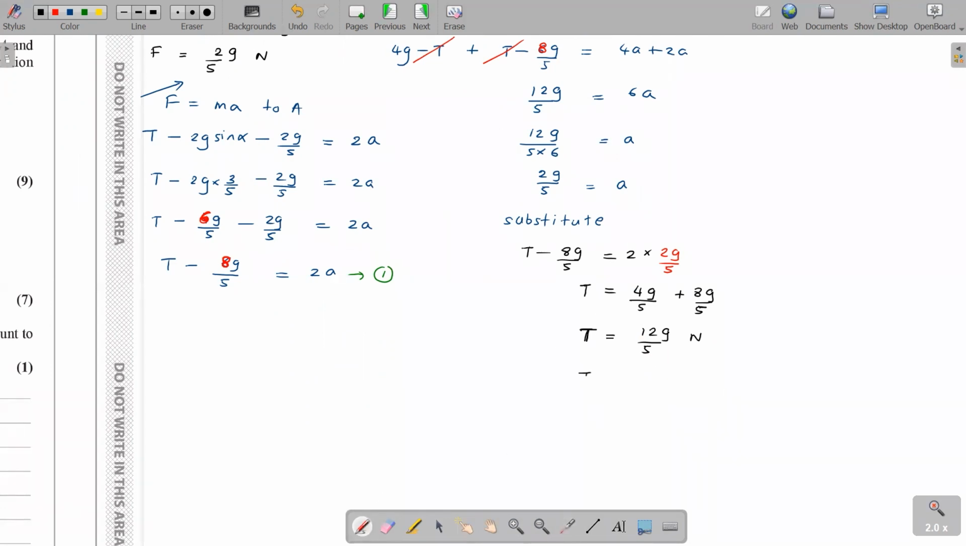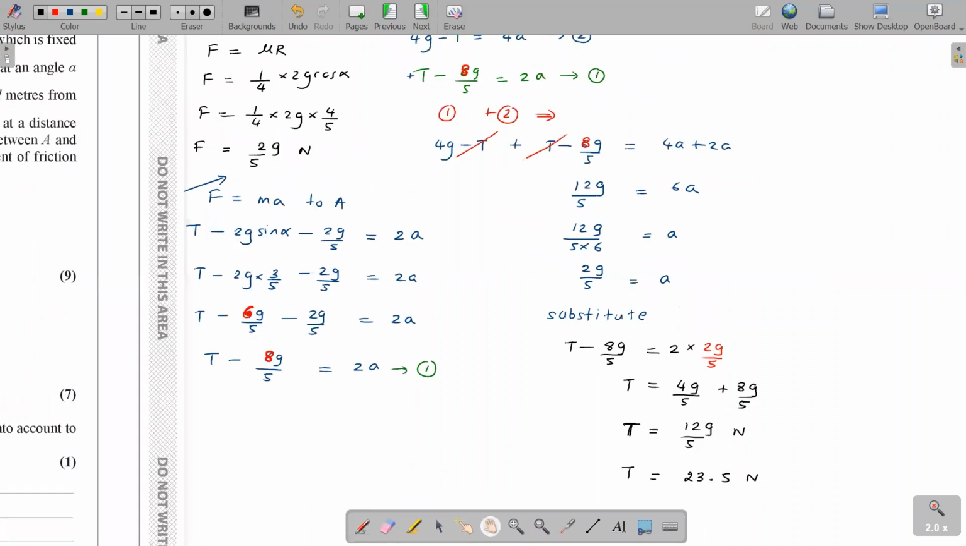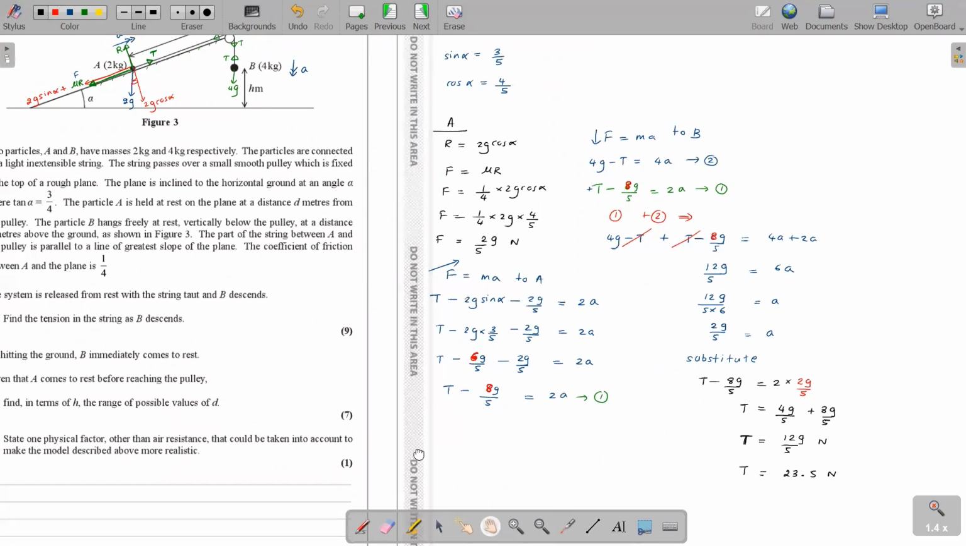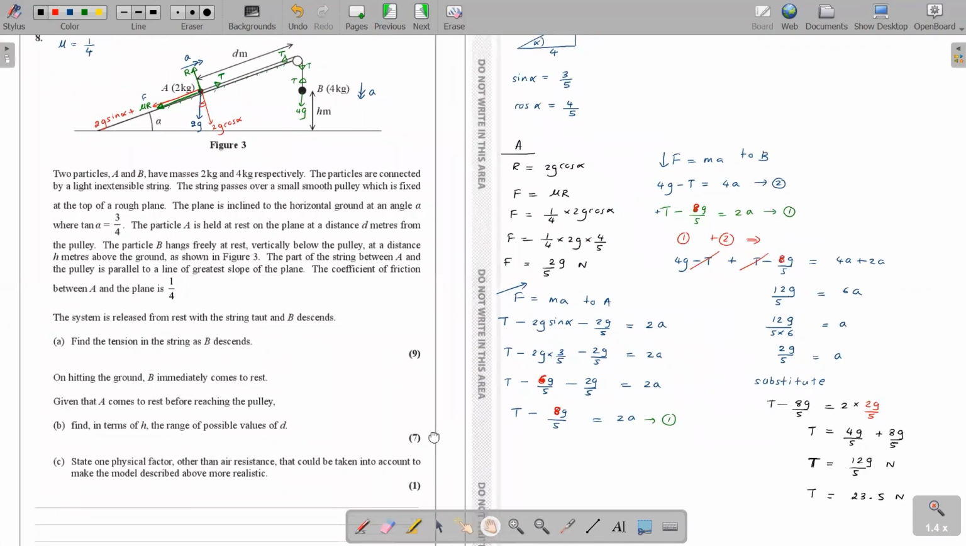Can I have the 3SF figure? When you input G as 9.8, give your answer to 3SF. So we get exactly 23.52, which is 23.5 to 3SF, so you have to keep it as 23.5 newtons. Okay, is that clear? So this is what you have to do in part A for 9 marks. Shall I move to part B?